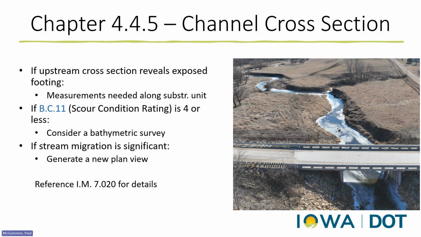In this case, you wouldn't have to do a bathymetric survey, but that could be triggered as well. And then if the stream migration is significant, especially since the last inspection, having an aerial photo like this from a drone is a luxury, but even without this, it's more important to have a map of what the stream alignment looks like just upstream and downstream. So these different things would need to be noted in your inspection report.